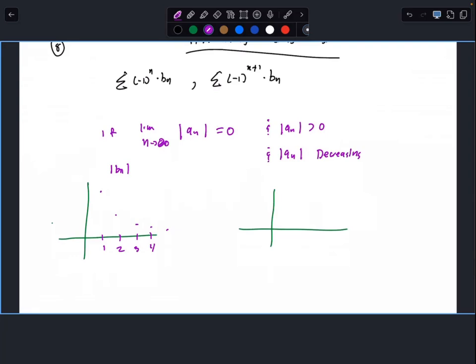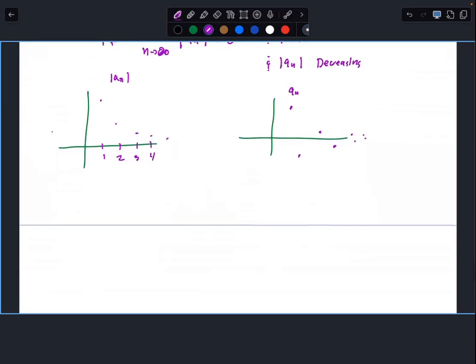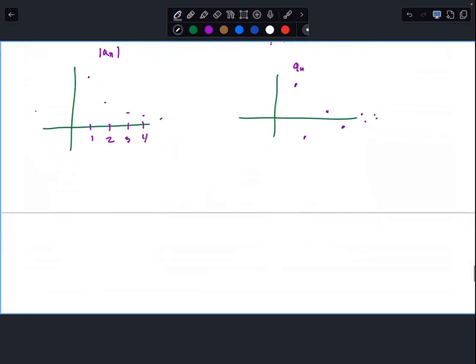Oh, sorry, that should be a sub n, not b sub n. So the actual way a sub n looks would be here, then here, then here, then here, then here. It's going to get closer and closer to 0. Basically, I'm undoing the absolute value, but every single value is less than. Here comes the math magic.